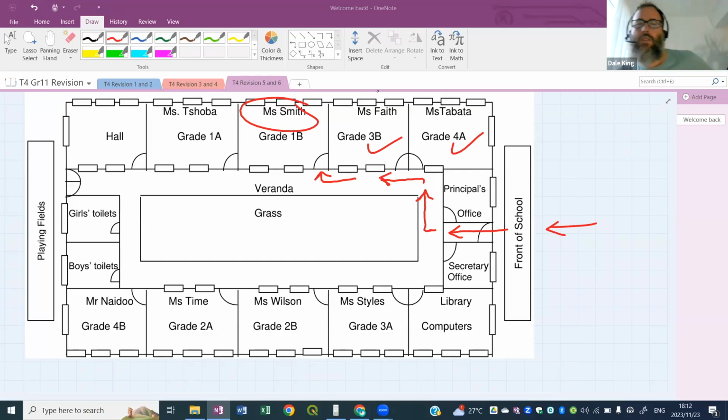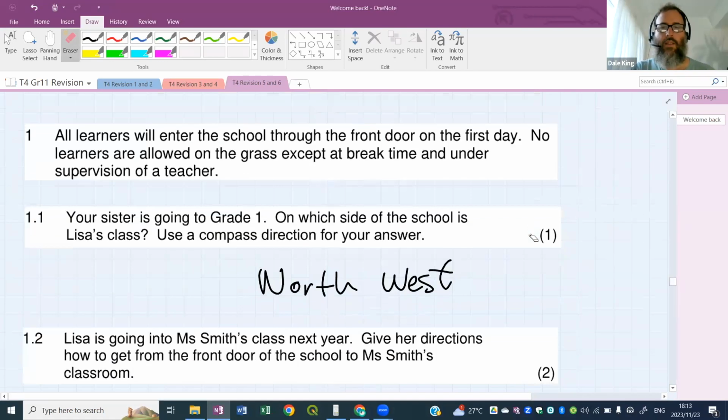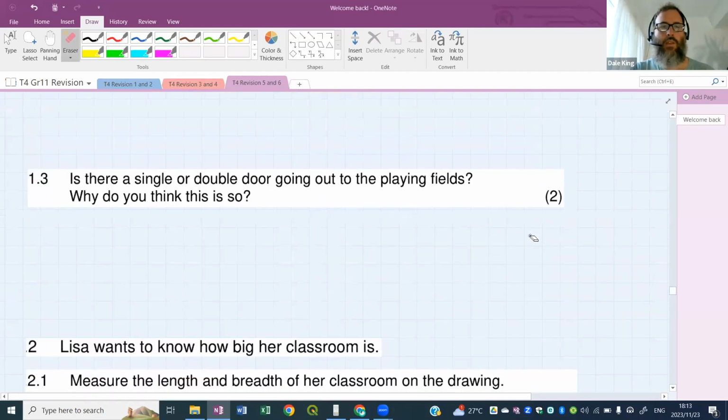So we're using directions like left and right, and also please remember to always refer to things that you're going past. So go through the front office, between the principal's office and the secretary's office, turn right as soon as you come through that corridor, stay on the veranda, walk towards the grade 4 class, turn left when you see the door of the grade 4 class, stay on the veranda, go past Miss Faith or grade 3B. It's the classroom after grade 3B, which is 1B. All right, very good. Well done. Okay, I'm not going to write all that down, but you guys get the idea. They often ask that direction question when it comes to maps and plans.